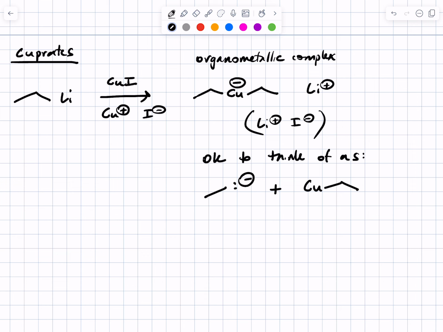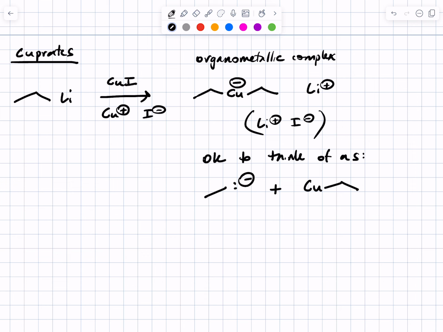Some of you are going to get confused because you've looked at the cuprate and you've noticed that there are 2 carbon groups attached to the cuprate. So naturally you're going to be thinking, does the cuprate deliver both of them? Turns out for the chemistry we're going to see, only one of those R groups is involved, for reasons that we're not going to talk about because explaining them would require us to delve into organometallic complexes, and we don't want to do that yet.